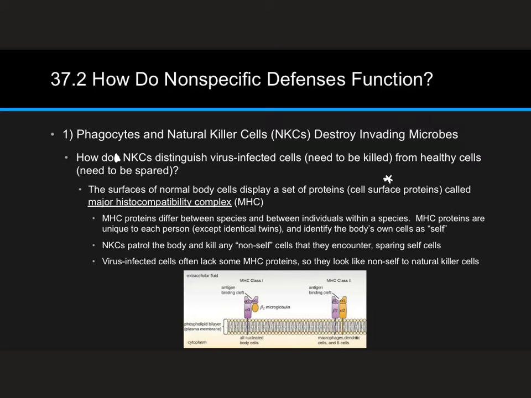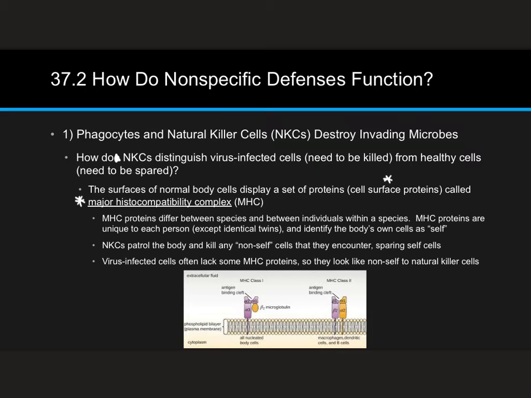But here, what they're looking for in particular is a set of cell surface proteins called MHCs, which stands for major histocompatibility complexes. That's what it's checking to see. And if it belongs to your body, it'll recognize your MHCs versus something that's not. So it's looking on the outside of cells. There's little markers that tell it whether it's the right thing or not.